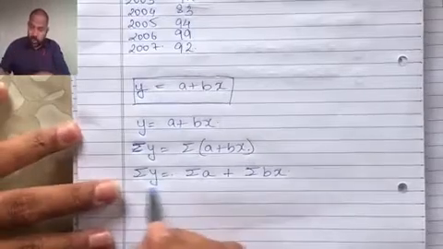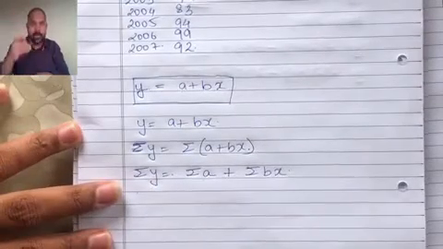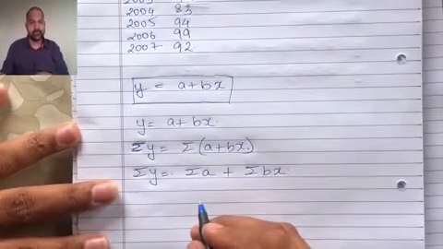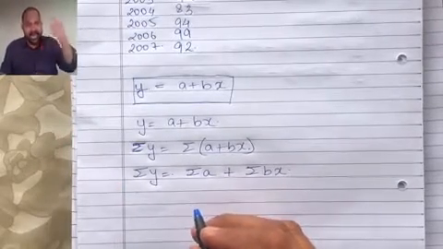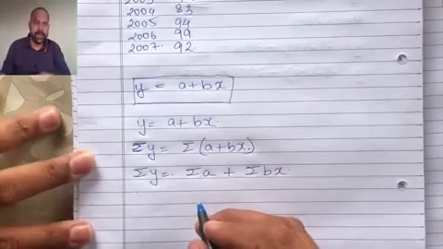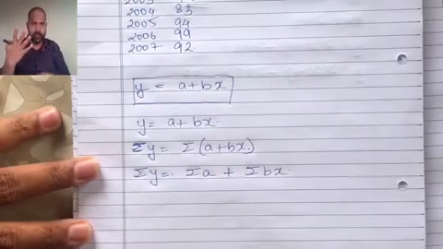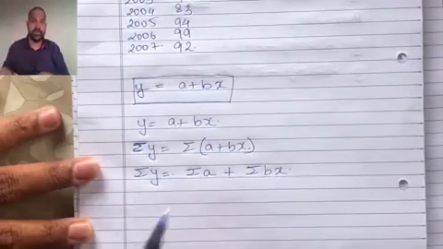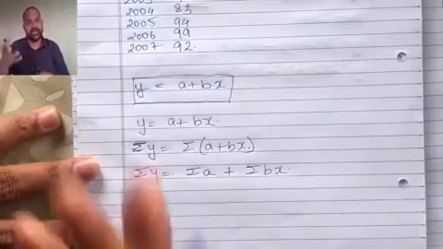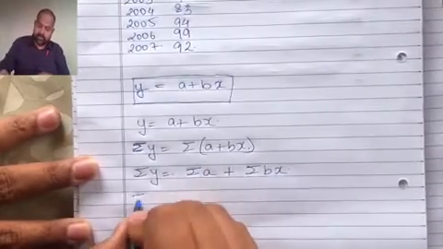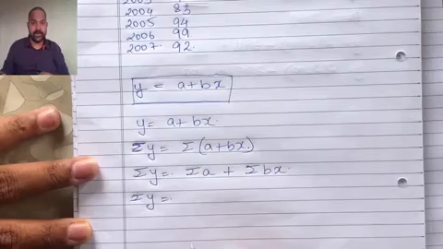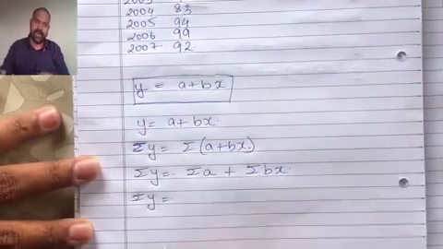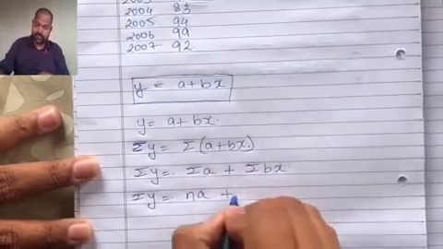So a summation of Y, I understand. There are multiple Y's that you want me to add. But there are no multiple A's. So what are you going to add? A. How many times? If you are going to add it 4 times, then you write it 4A. If you are going to add it 5 times, then you write it 5A. If you are going to add it 6 times, then you write it 6A. Here, I am going to add it N times, as many values of Y, that many times I will add A.